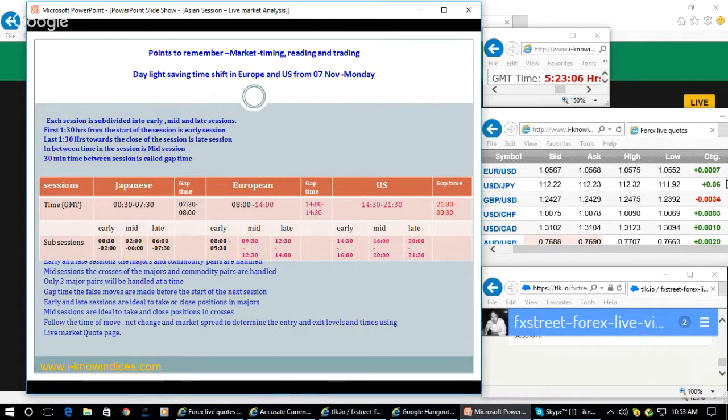You always refer to the net change. That will indicate, okay, they gained only about 5 pips. It's not a big deal. You can just conclude it that way, so that you won't become emotional by such extraneous triggers.